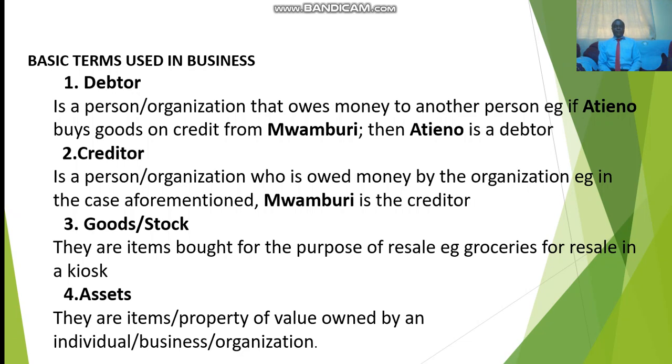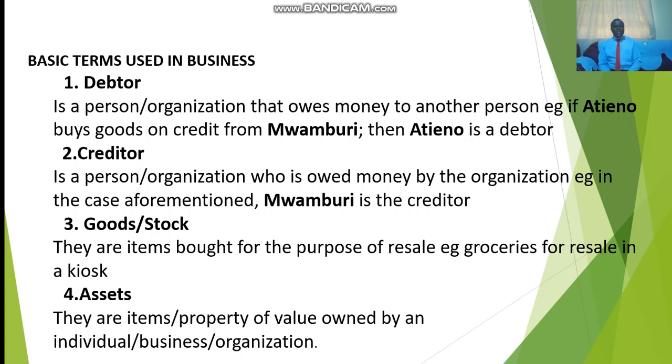from Mwamburi. Term number two, creditor. A creditor is a person who is owed money by another organization. So in our previous case, Atieno bought from Mwamburi on credit. So Atieno is supposed to pay Mwamburi. That means since he bought from Mwamburi on credit, then Mwamburi is the creditor.